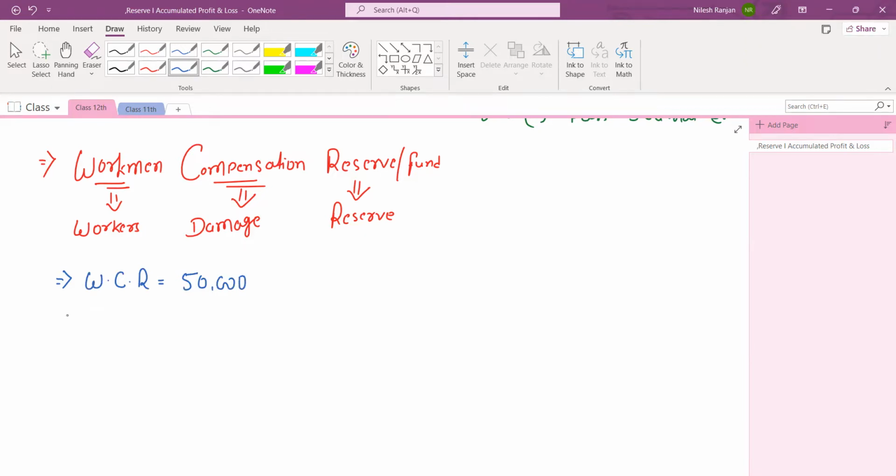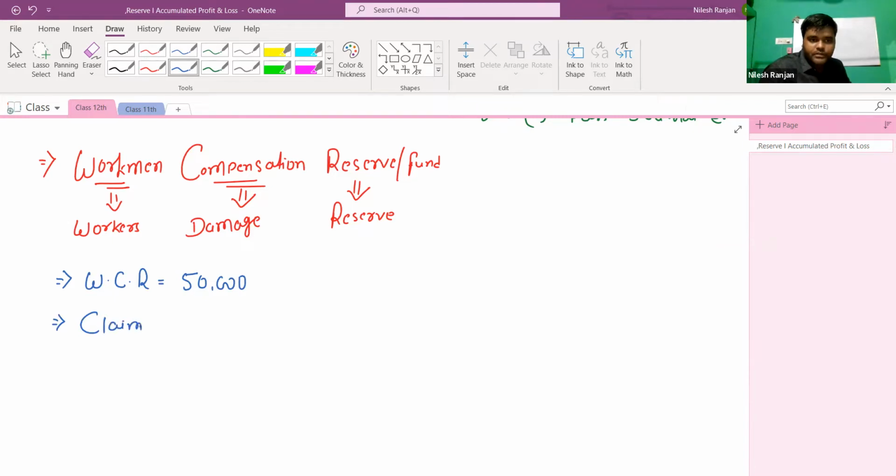Sometimes there is a claim. Claim means damage happens and workers are claiming some amount. So if there is any claim, then we will deduct it from this reserve, and whatever the balance will be, we will distribute between partners. Let's say claim is 30,000. So we will distribute 20,000 between partners, old partners, in old ratio.